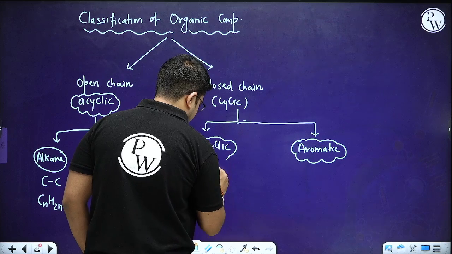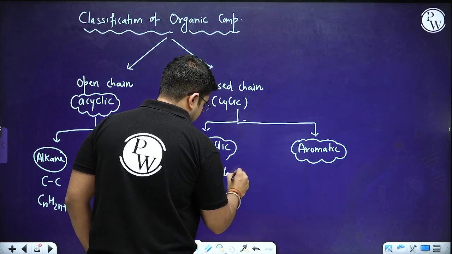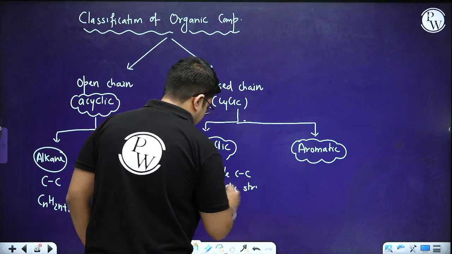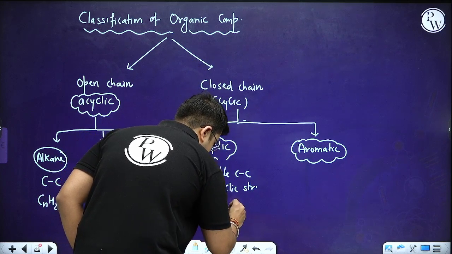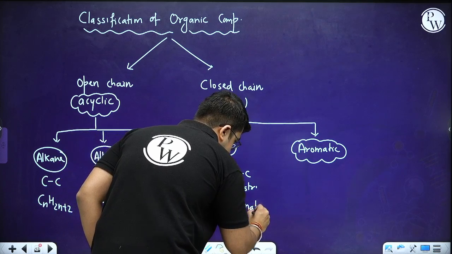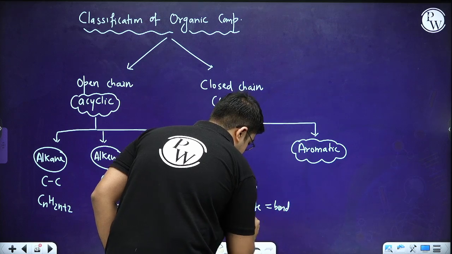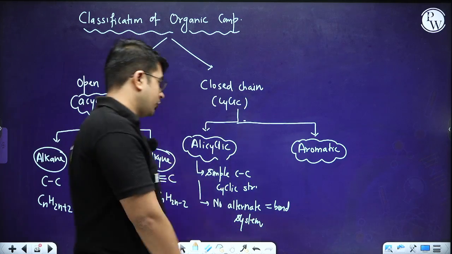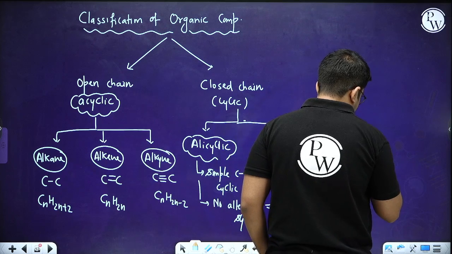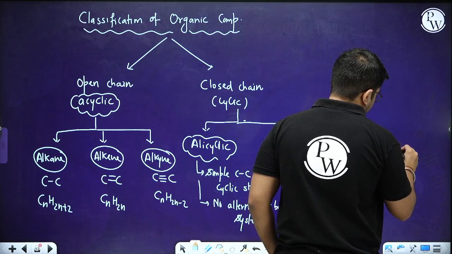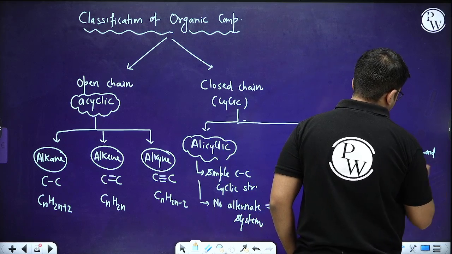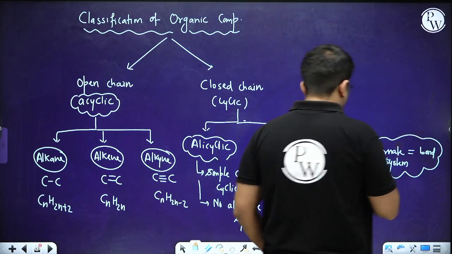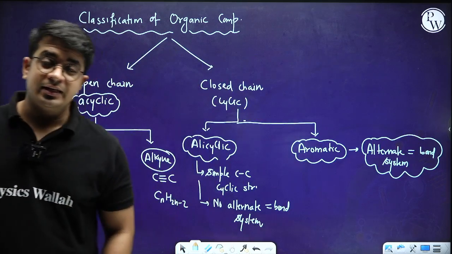You can say in this particular case we have a simple carbon-carbon cyclic structure, and in this case there will be no alternate double bond system. There is no system like alternate double bond system, because that is the property of aromatic compounds. In this case there is an alternate double bond system. Okay, so there is one specific part how you can differentiate aromatic as well as alicyclic compounds.